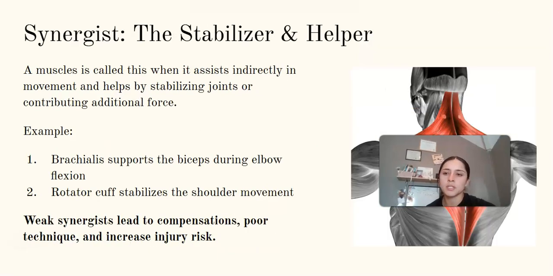We go into our synergist, which is the stabilizer and the helper. The synergist assists the agonist by stabilizing joints or adding force. For example, the brachialis supports the biceps during elbow flexion, and the rotator cuff stabilizes the shoulder during upper body movements. Weak synergists often lead to compensation, poor lifting technique, and can increase injury risk. This is why training the stabilizing muscles is as important as training the prime movers.